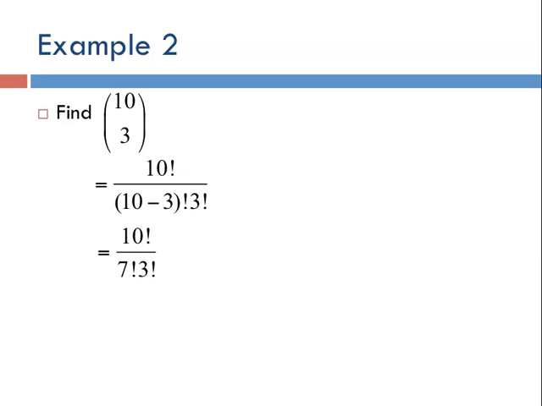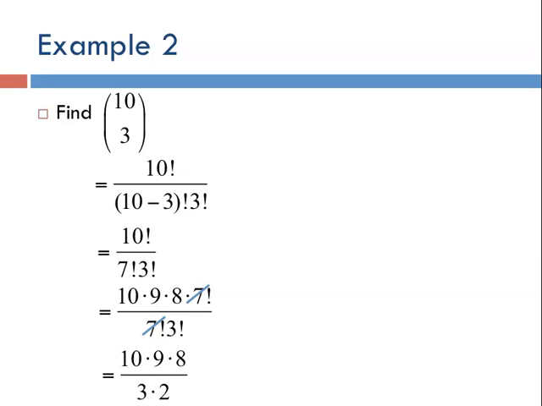Okay, and then now in the numerator, we'll do something similar as in example 1. So we'll try not to have to write 10 times 9 all the way down to 1. It looks like we can probably get away with going to 7. 10 times 9 times 8 times 7 factorial. And then the 7 factorials will cancel. That leaves us with 10 times 9 times 8 over 3 times 2. So that looks like it's going to be 720 divided by 6, which is equal to 120.